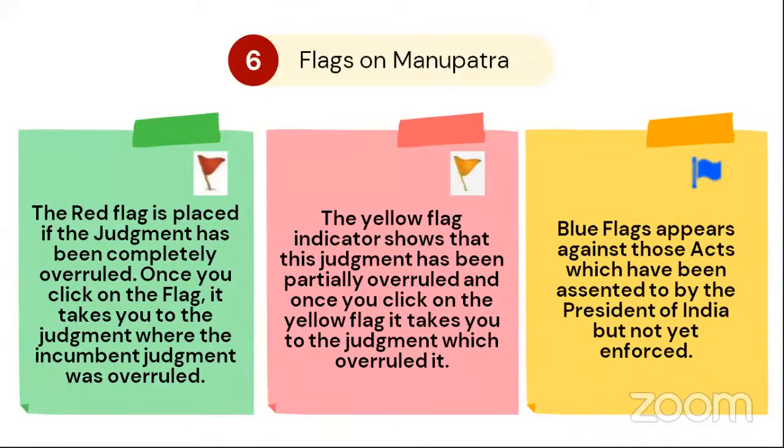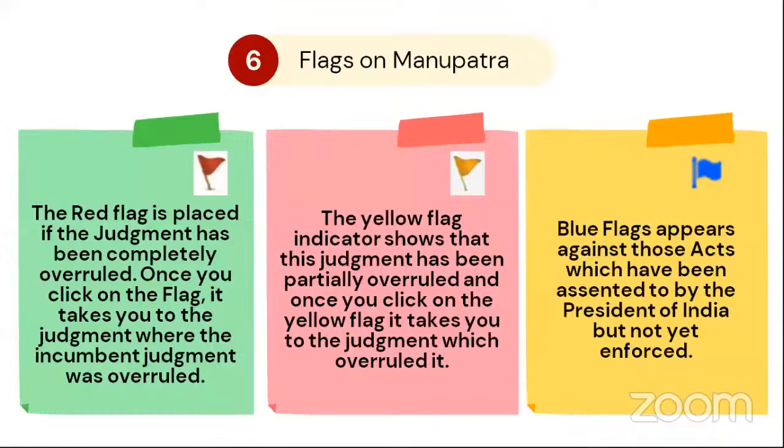Again, what do these flags denote? That this judgment has been overruled. How do you find where this judgment has been overruled? You can find it by clicking on this red flag. It would take you directly to the judgment where the present judgment was overruled. Similarly for the yellow flag.